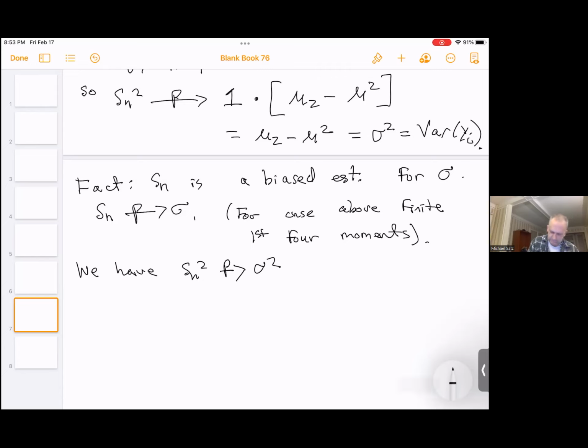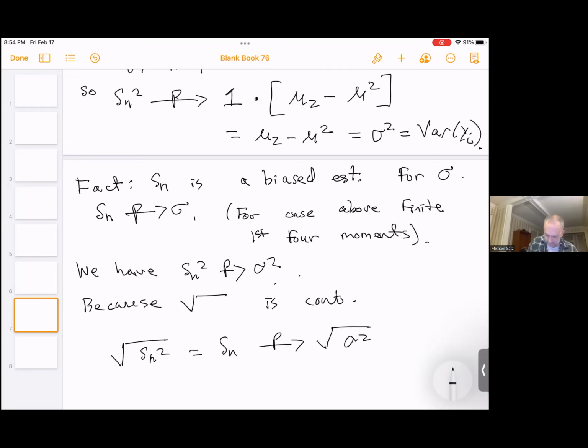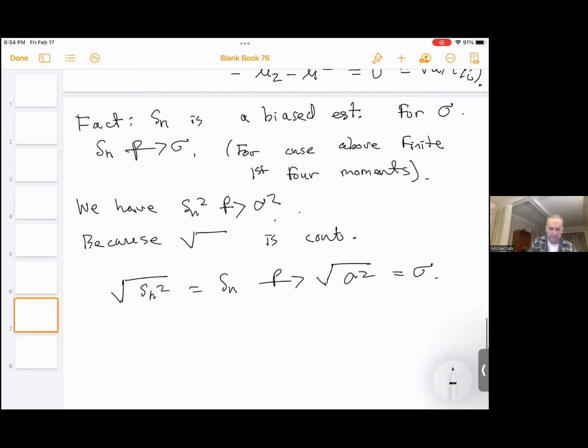Okay. And then because the square root function is continuous, certainly anywhere we would be taking it with respect to a variance, which is non-negative, we have the square root of Sn squared, which is equal to Sn, converges in probability to the square root of sigma squared, which is sigma. Okay, that proves that Sn converges in probability to sigma.